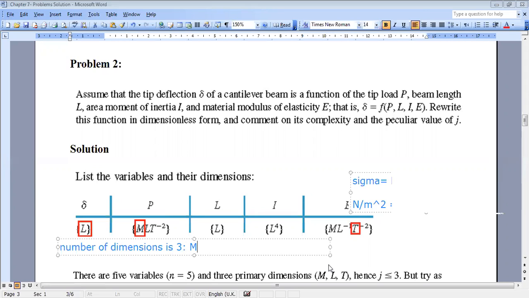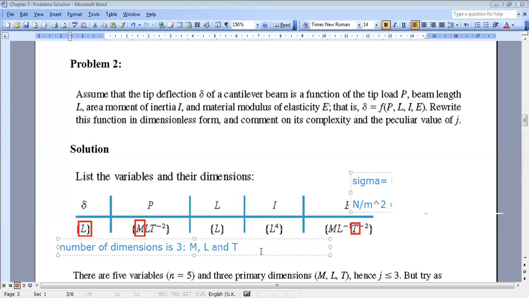So M, L, and... Doctor, will it always be three? No, we will see that it will not always be three. Sometimes you have temperature also. We will do a problem with temperature. So if you have temperature in addition in your dimensions, they become 4 instead of 3. Okay? So the number of dimensions here is 3: M, L, and T.